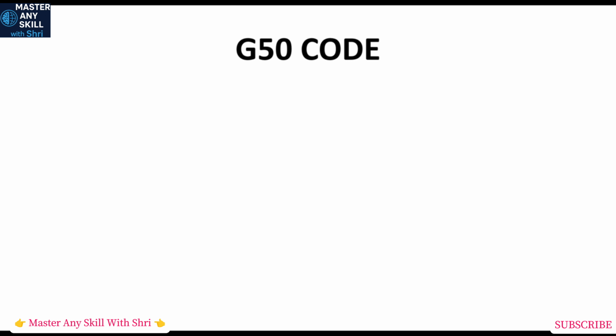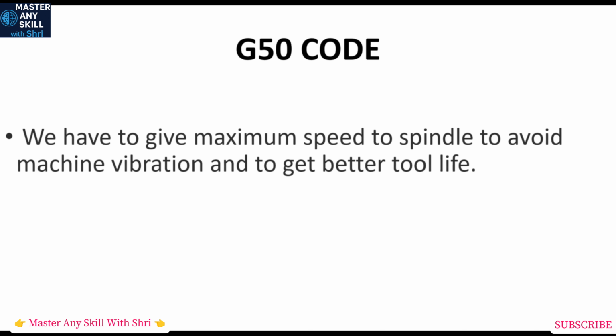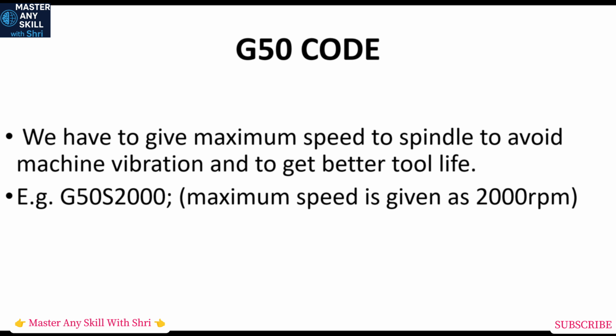We have to tell our machine what the maximum spindle speed of our CNC machine is, and above that spindle speed, our spindle will not move. To tell that speed, we use the G50 code. Here I have written G50 speed 2000. That means the maximum speed of the spindle is 2000 RPM, and above this speed, the spindle will not be able to rotate. So here we have created a limit for spindle speed with the help of the G50 code.